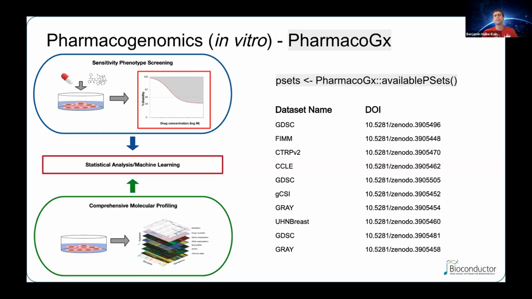So there are many functions in PharmacoGx, but basically the first one you would probably like to try is availablePSets. And that will give you a list of all the data sets that are available in PharmacoGx. And in the most recent version, we actually got a DOI for each of those data sets, and they're all uploaded in Zenodo. We call them canonical PSets. They are being processed with what we think is one of the best pipelines.